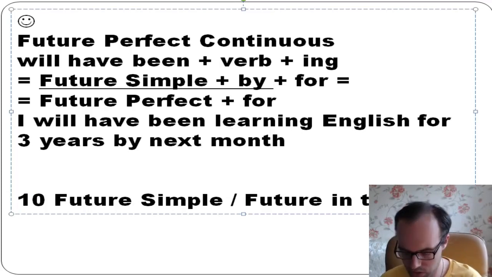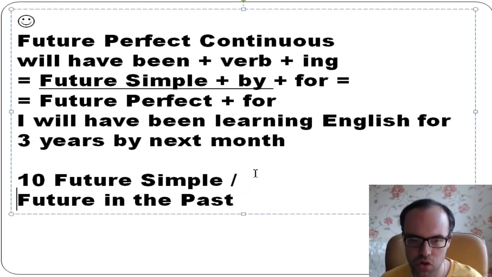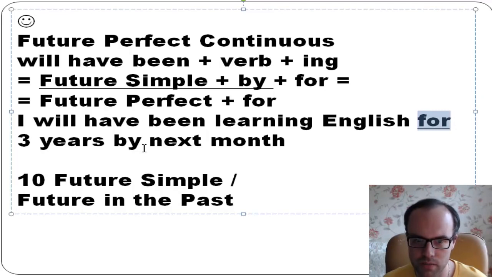So why do we need future perfect continuous? Because of for and by. So I will have been learning English for 3 years by next month, or I will have been working here for 3 years by next month, and so on. So you can make up your own sentences.